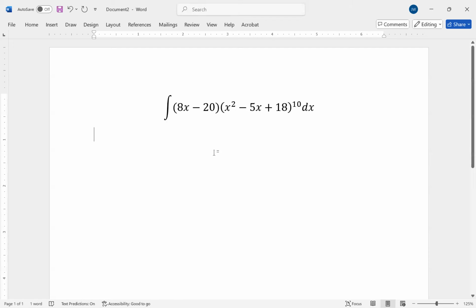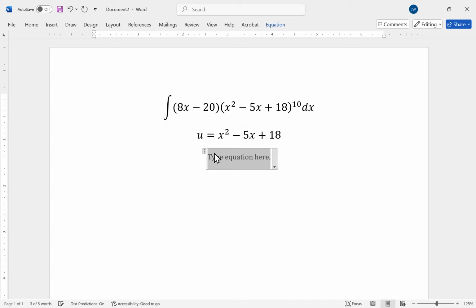All right, so here we go. Like I said, the inside function is going to be the one that's being raised to the 10th power. So x squared minus 5x plus 18 is what I'm going to call my u. Now, we take the derivative of that u with respect to x, and we would get 2x minus 5.